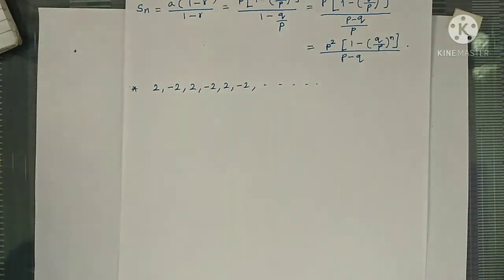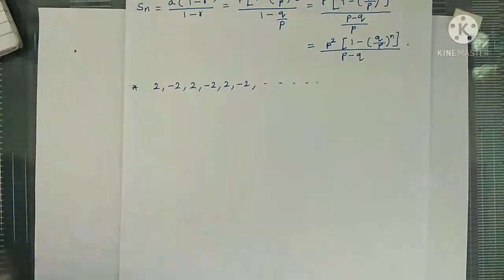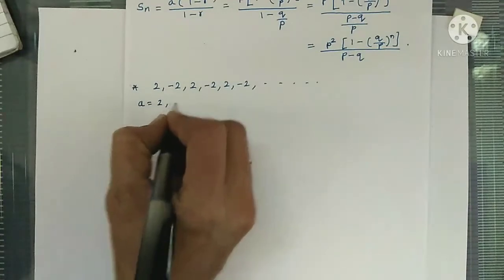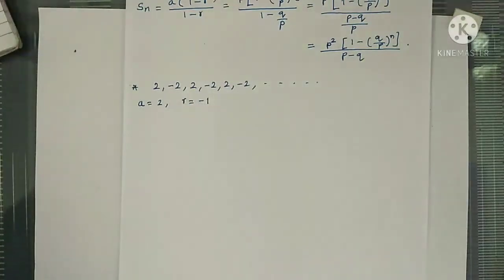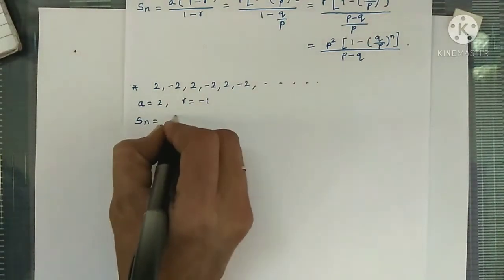Divide second term by first term, we get minus 1. Then third term by second term, again we get minus 1. So first term is 2 and r is minus 1. Here the ratio is negative, so it is less than 1. So let's use the formula.